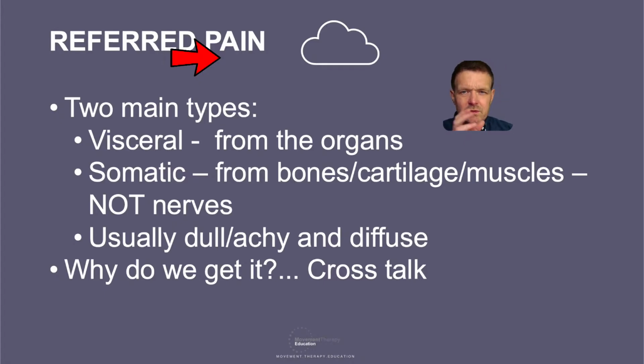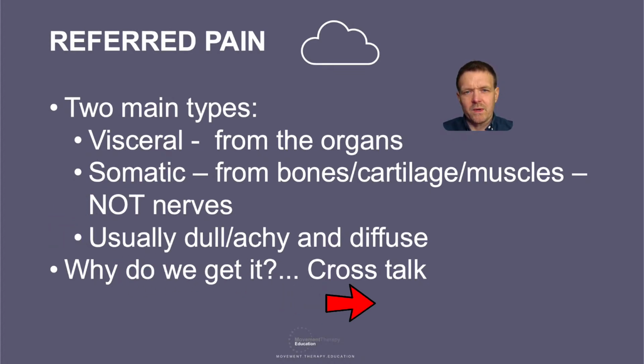So the rain cloud, that referred pain, that dull, diffuse ache, comes from two main areas. Again, I'll briefly cover these because we covered them in detail last week. Visceral, coming from the organs, and somatic, which is from the bones, the cartilage, the muscles, the joints. Soma means the body. It's not that the viscera isn't the body, but this is specifically from organs, and this is specifically from all the soft tissue structures. Obviously it's to do with the nervous system, but it's not affecting the nerves directly. So this is a referred pain from the body.